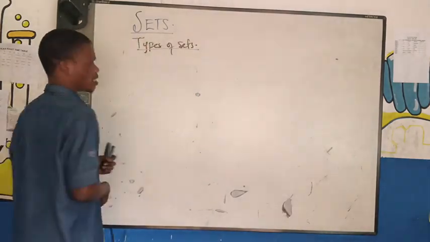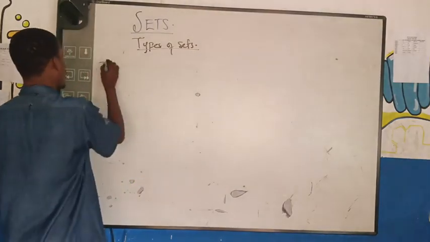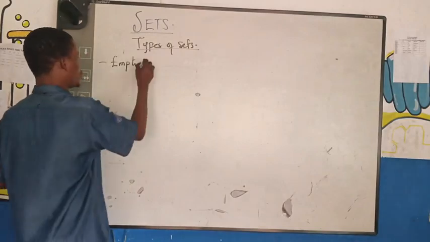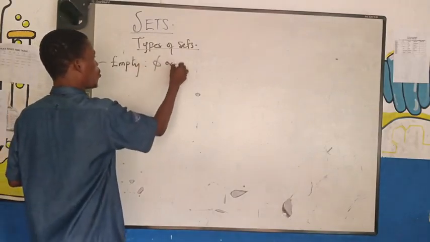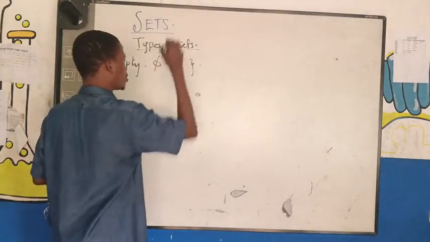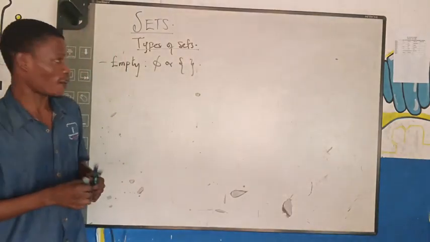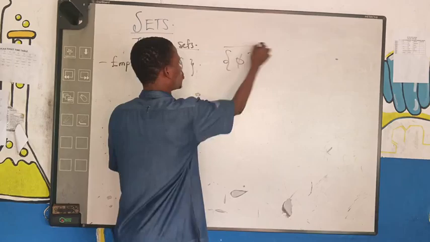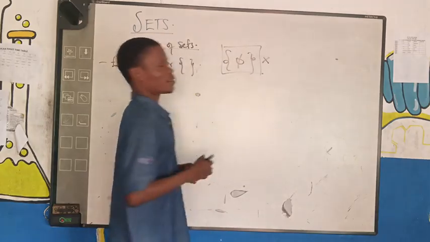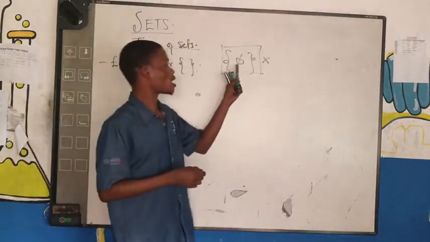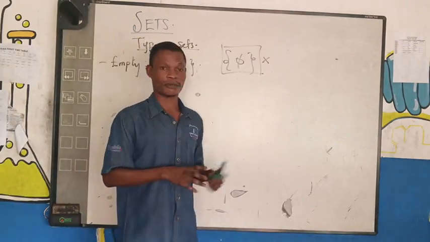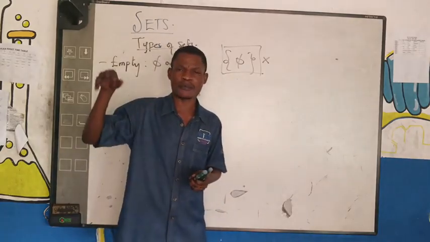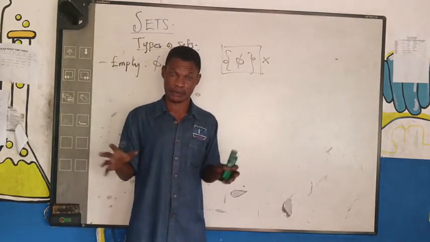Now, types of sets. Of course, we know we have an empty set, denoted with something like this, or empty curly braces, nothing in it. In fact, let this be known that this set, this one here, is not an empty set, because already you are putting an empty set inside an empty set. It's just like you have a big bowl, there's nothing in it. You don't place a small empty bowl. The bigger bowl is empty, nothing in it.